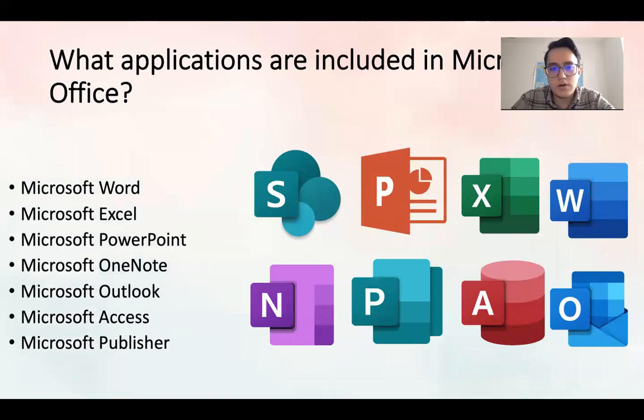So these are all the programs in Microsoft Office. Microsoft Word is the blue one, the first blue one here. Microsoft Excel, PowerPoint, OneNote, Outlook, Access, Publisher, and SharePoint.